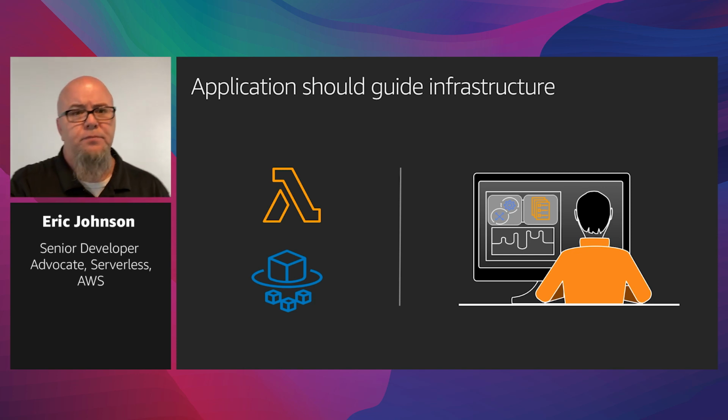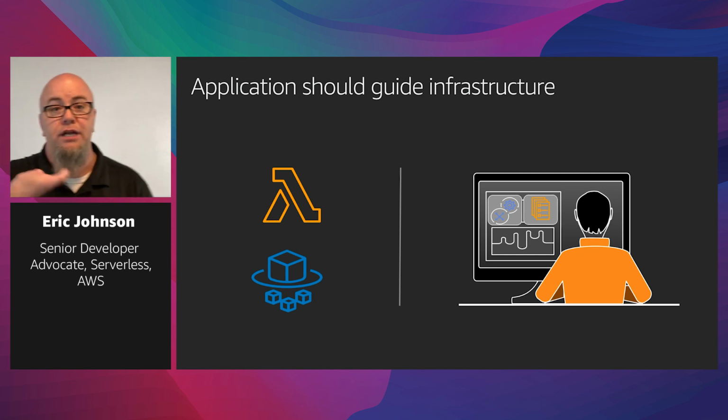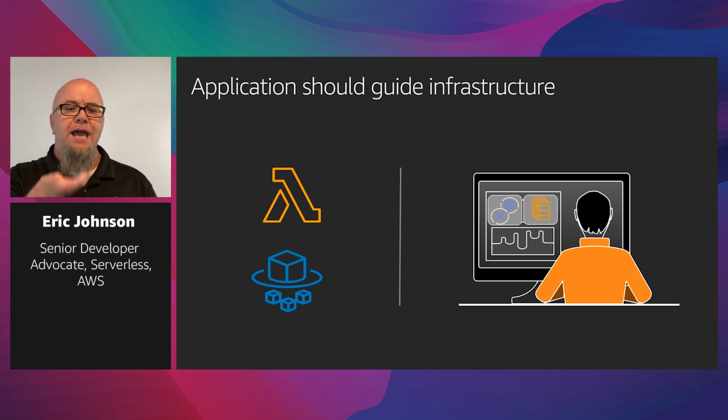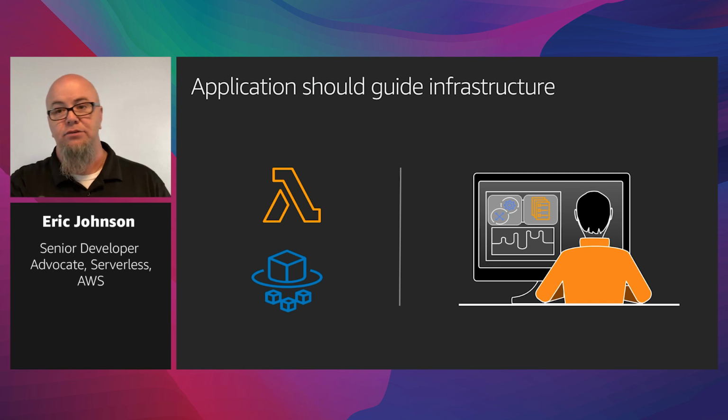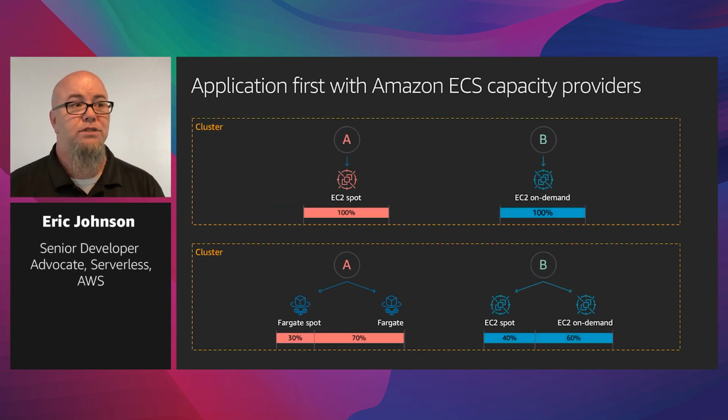So here's the struggle. People are still trying to decide which should I choose. And they're not sure, so they're making this choice very early in the game. But the reality is they'd rather these decisions become late binding decisions, meaning they want the application to drive which model of capacity management we're going to use. And so they challenged us to make it easier for them and let the application guide the infrastructure. So welcome to application first decision making with Amazon ECS capacity providers.